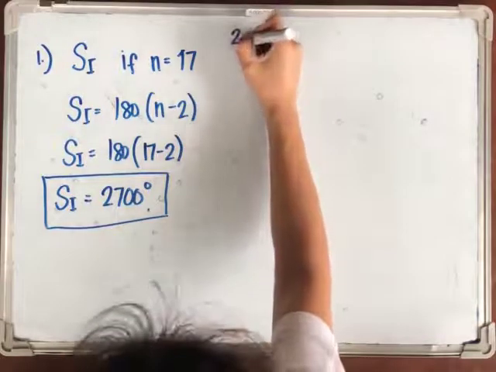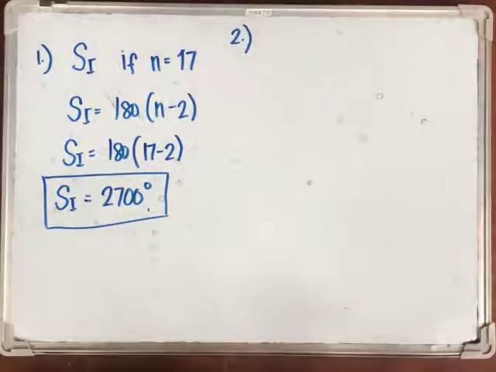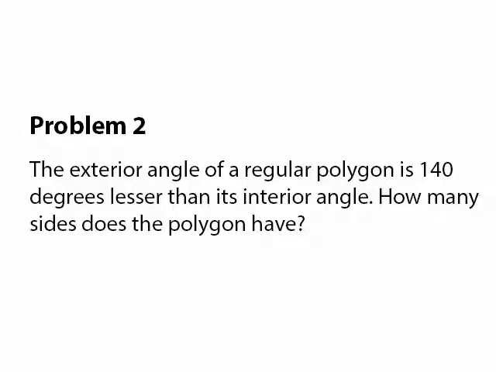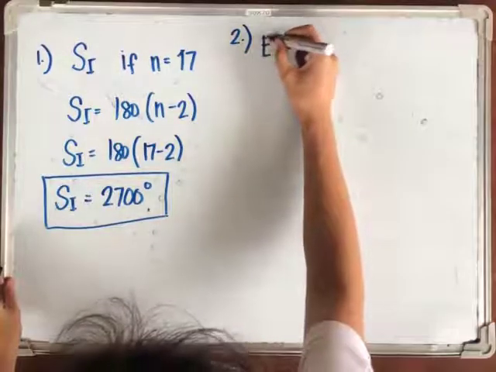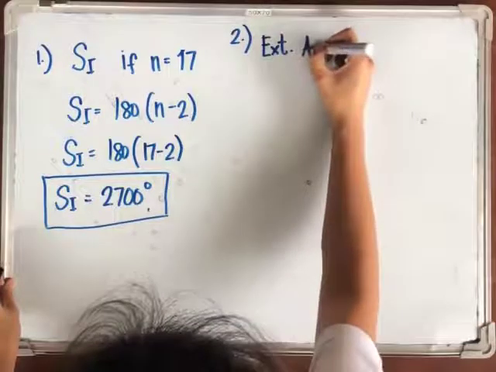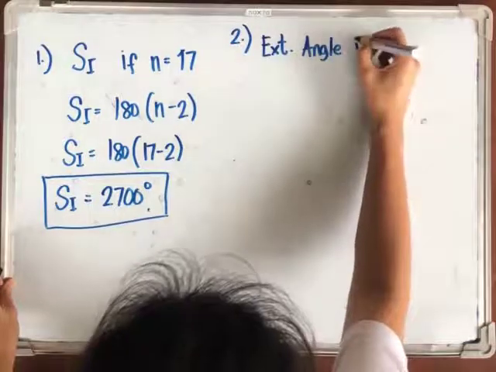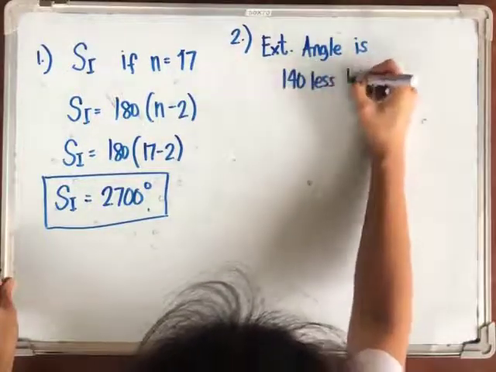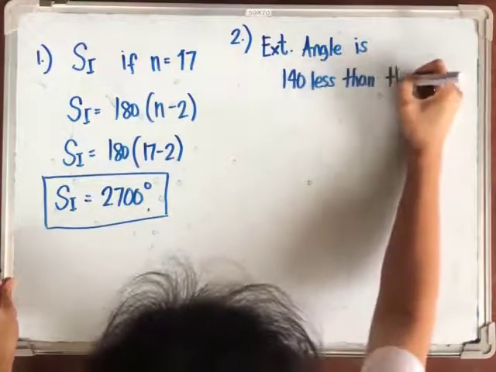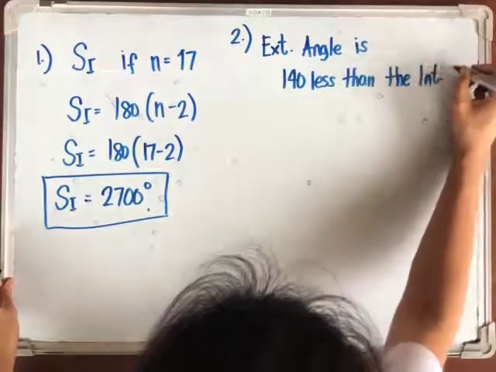Now, proceed tayo kay number 2. Okay. Number 2, if the exterior angle of a regular polygon is 140 degrees less than its interior angle, how many sides does this polygon have? Okay? The exterior angle, sulat ko dito, exterior angle is 140 less than the interior angle. Yun yung sinabi niya. Okay?